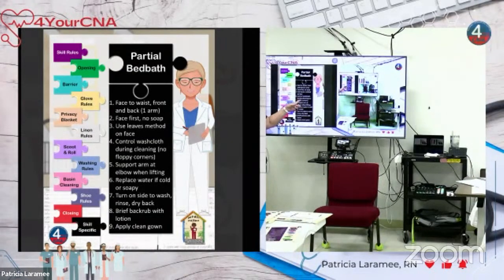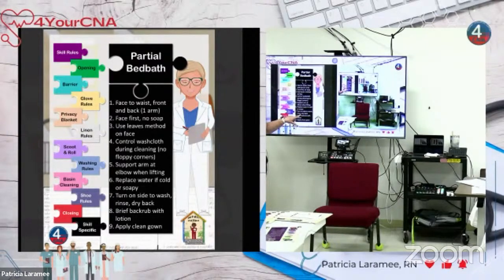We're going to control the washcloth during cleaning. We call this no floppy corners. Imagine how that would feel. Right? That just would be a little on the icky side. You want to support the arm at the elbow when lifting. We've heard that before, right? We always support from below with a flat palm. We'll replace that water if it gets cold or soapy.